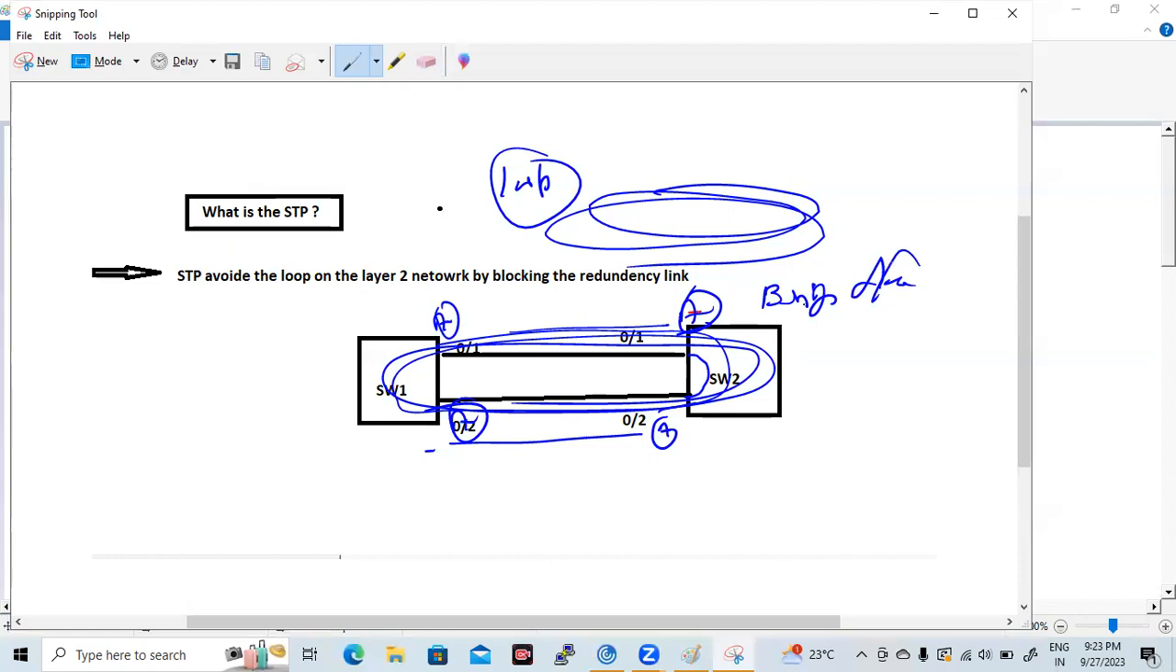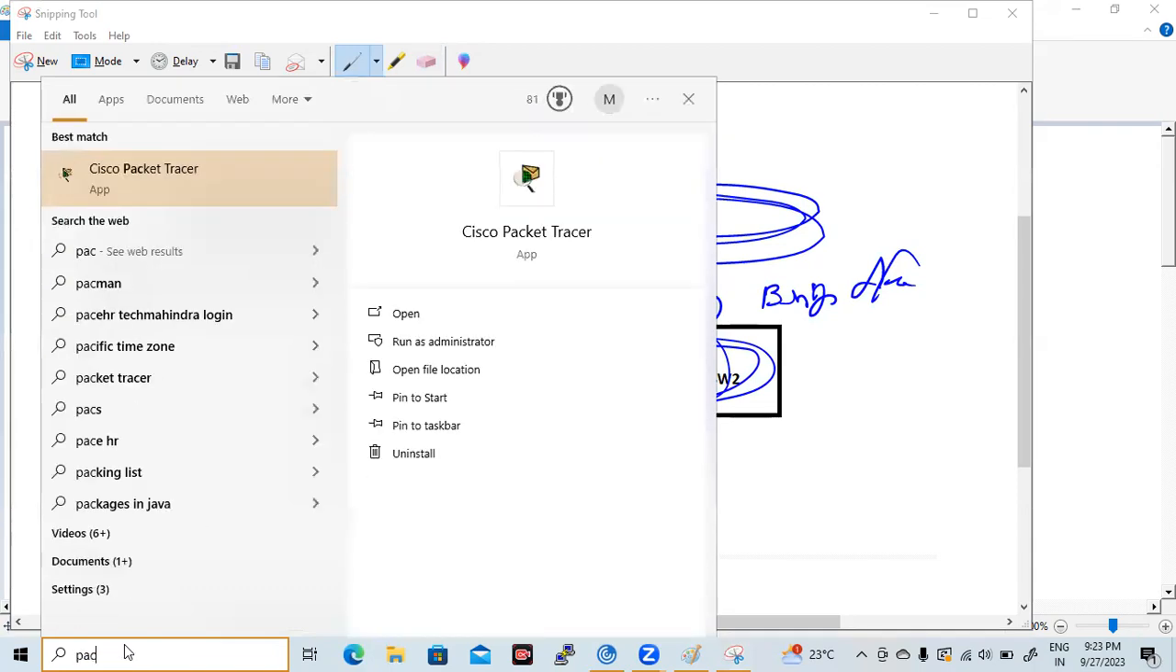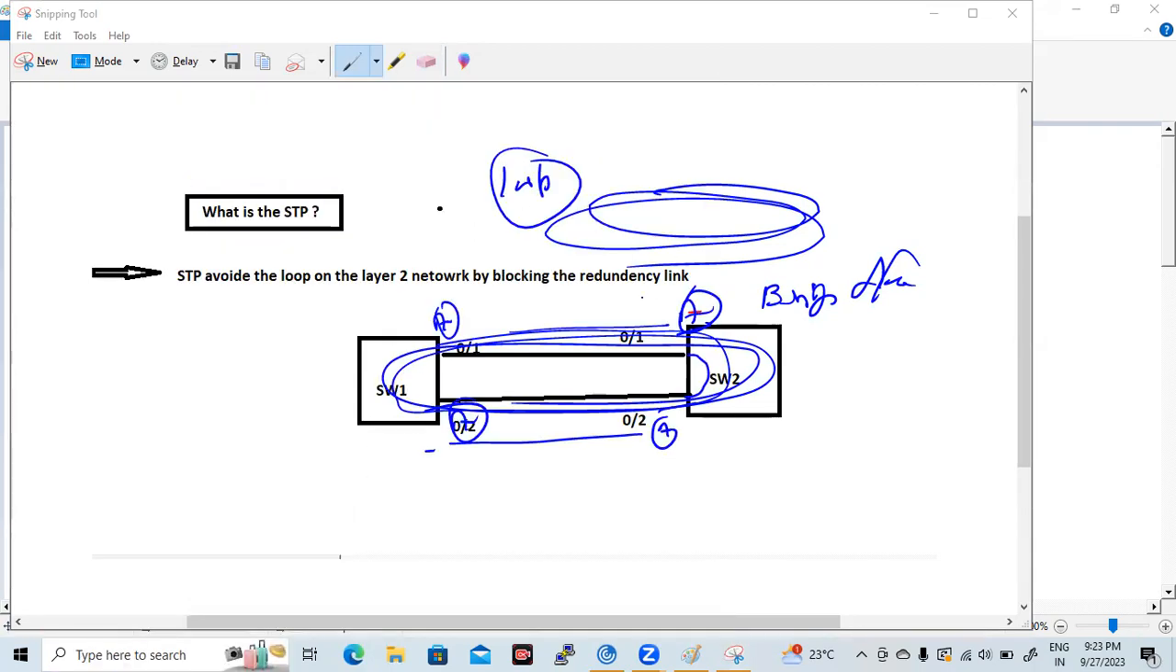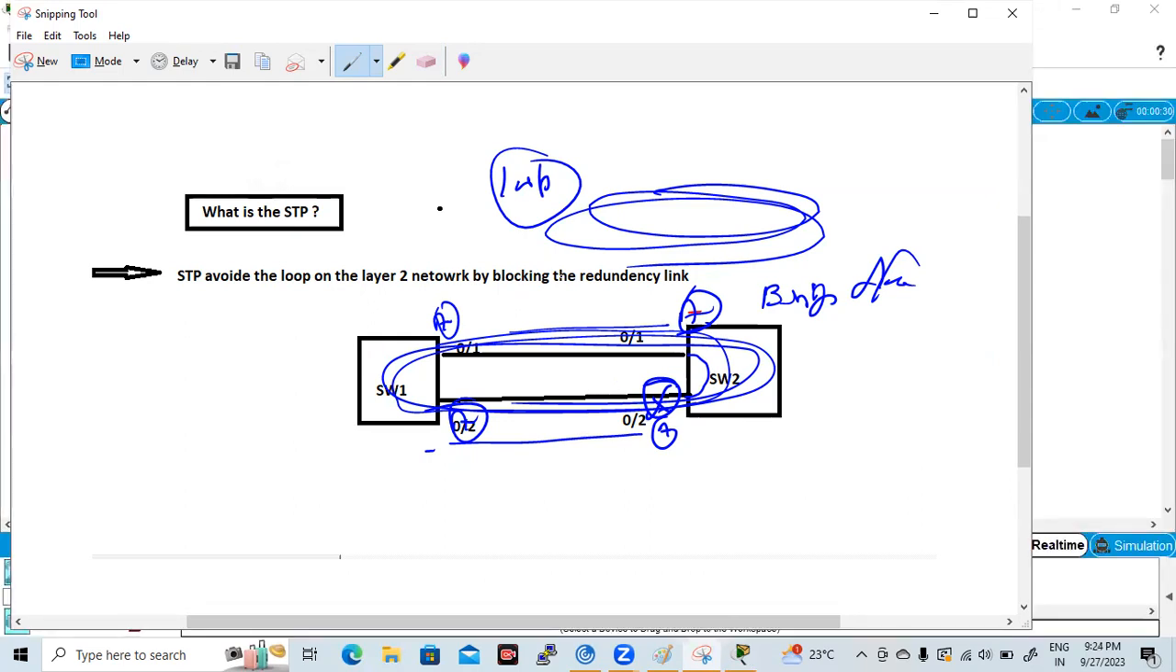Because of that, in a layer 2 network, spanning tree is running by default. No need to enable anything. It is already there. If you connect two switches, it will block one port automatically. No need to block anything yourself. If spanning tree is not there, then what will happen? It is going to create the loop, because the same copy of the broadcast will be sent again and again.